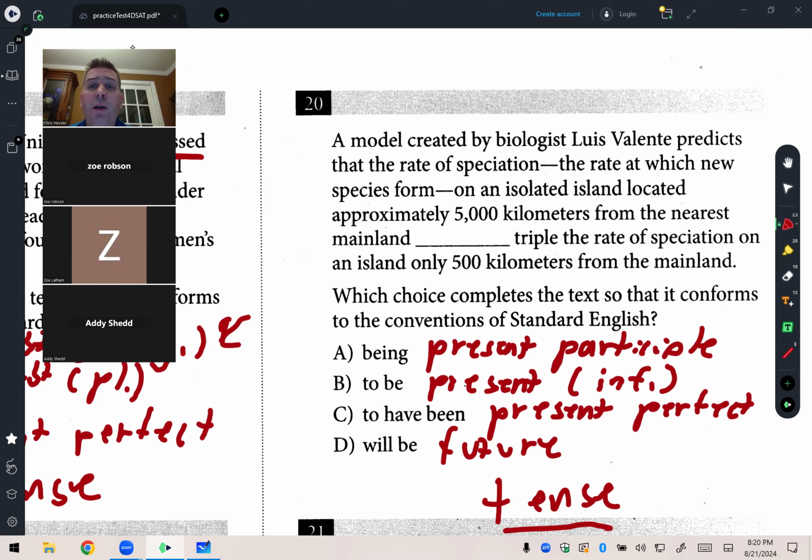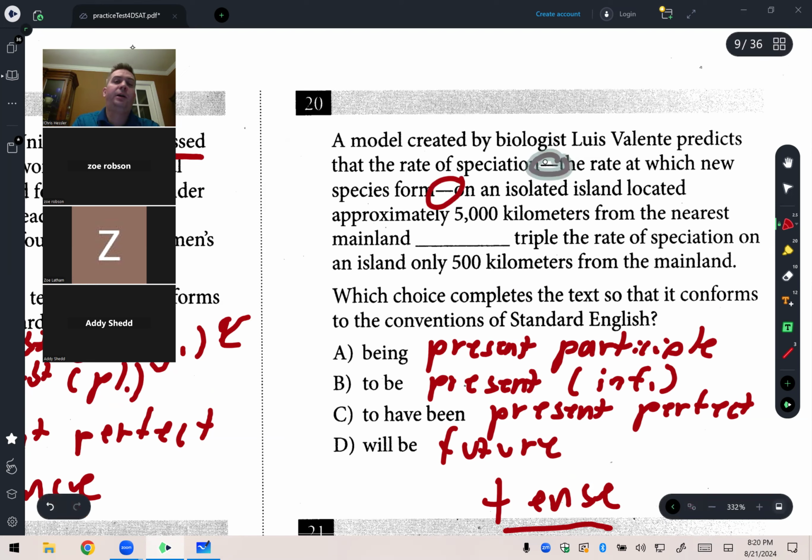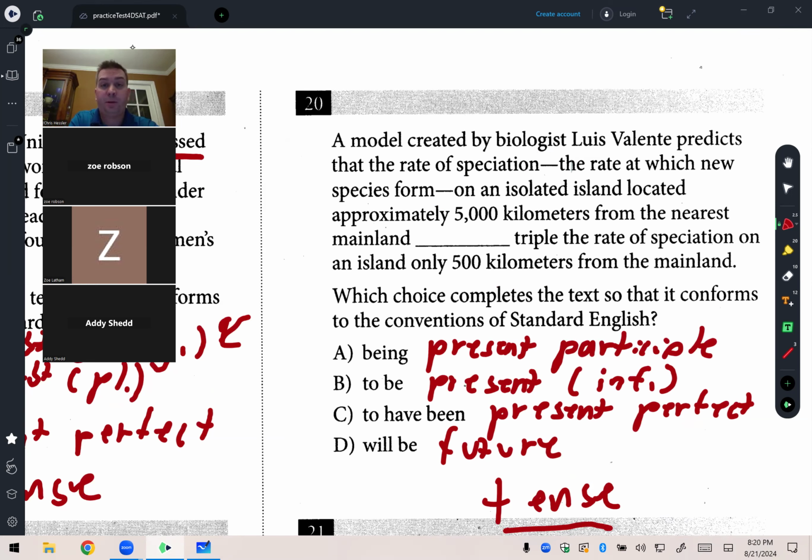All right. A model created by biologist Louis Valente predicts that the rate of speciation, the rate at which new species form. Look, there's a perfect example of em dashes for a non-restrictive clause. It's the same thing we just did. A non-essential clause, however you learned it, it's the same thing. Okay, so if we open it with the em dash, we close with the em dash. I'm getting distracted. On an isolated island located approximately 5,000 kilometers from the nearest mainland, blank triple the rate of speciation on an island only 500 kilometers from the mainland.